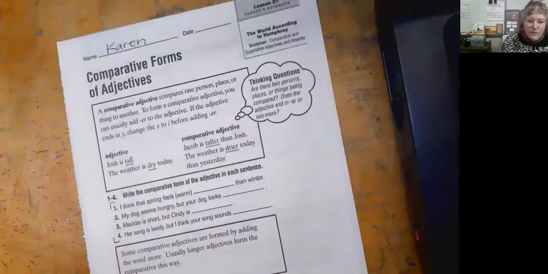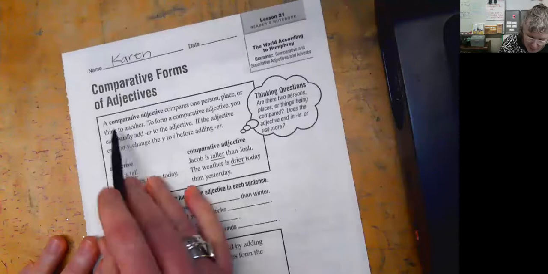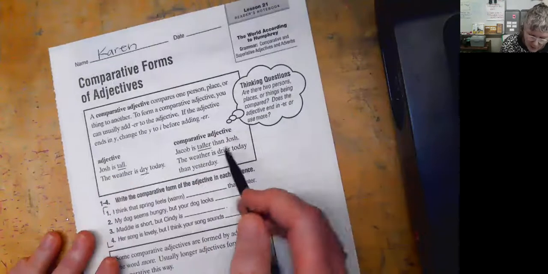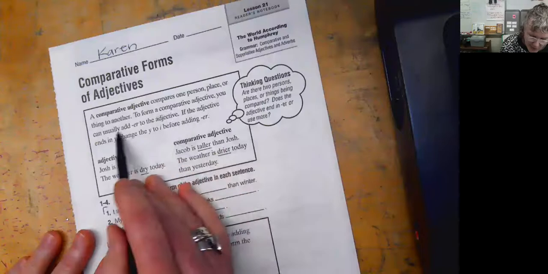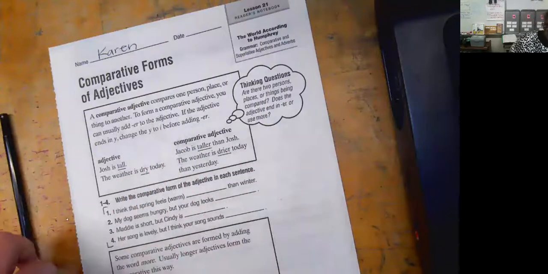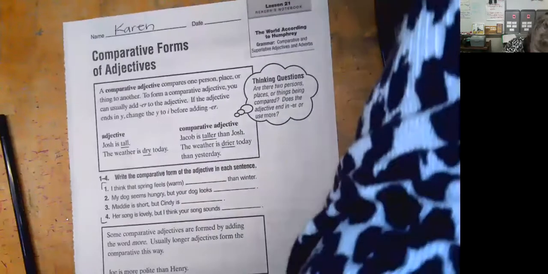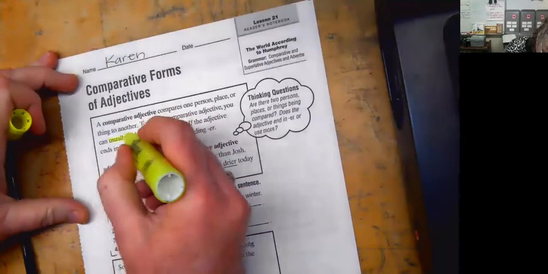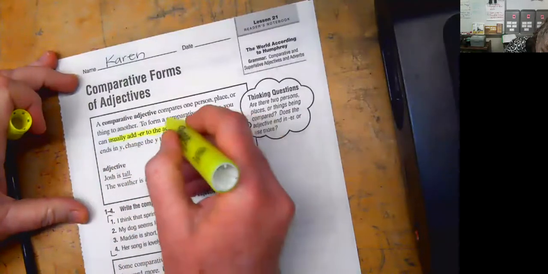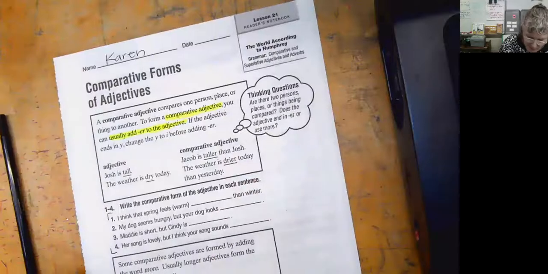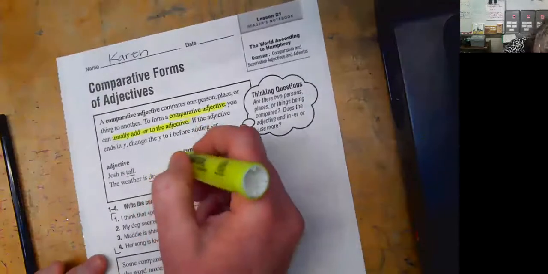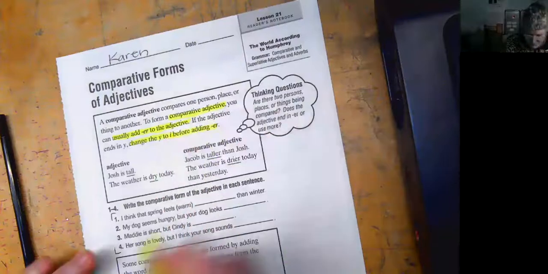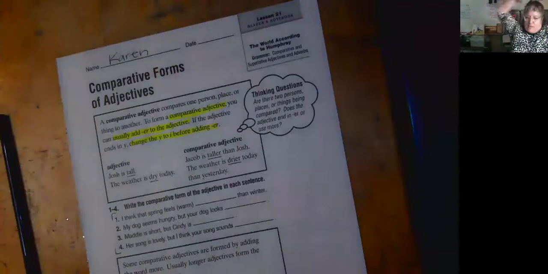Okay? So a comparative adjective compares one person, place, or thing to another. To form a comparative adjective, you can usually add ER to the adjective. So let's go ahead and highlight that. If the adjective ends in a Y, change the Y to I before adding ER.